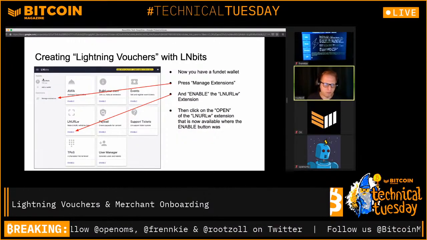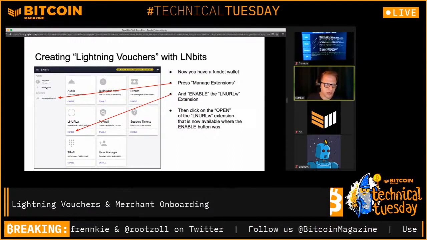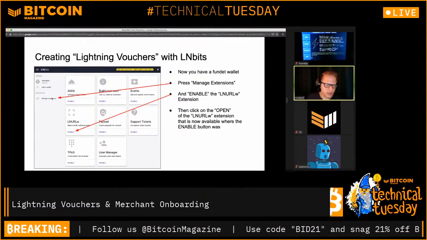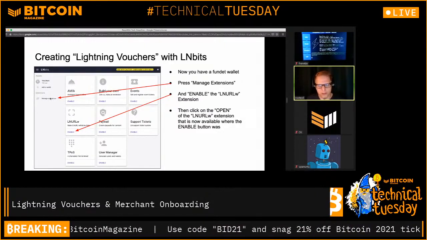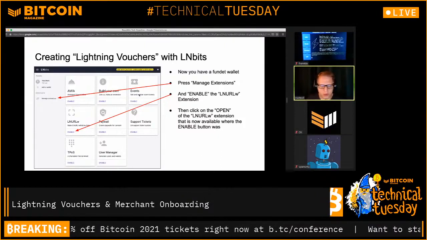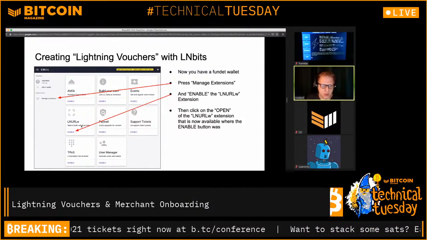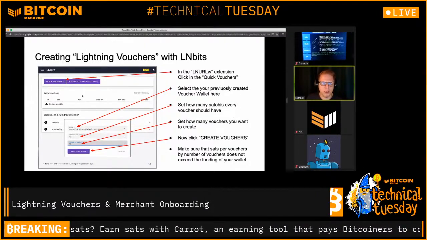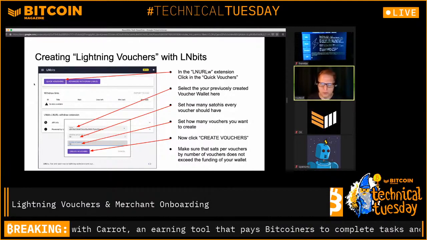Then the next thing to do, you're still on the same page. You're here on LNbits, on the wallet you created and have now funded, and you always find here this manage extensions point. You go there and you see all the extensions, the plugins, that LNbits has available for you. The one that we need is the LNURL-withdraw. You click enable, then this enable turns into an open. You click on open, and then you get into the screen for the LNURLw extension or plugin for LNbits.